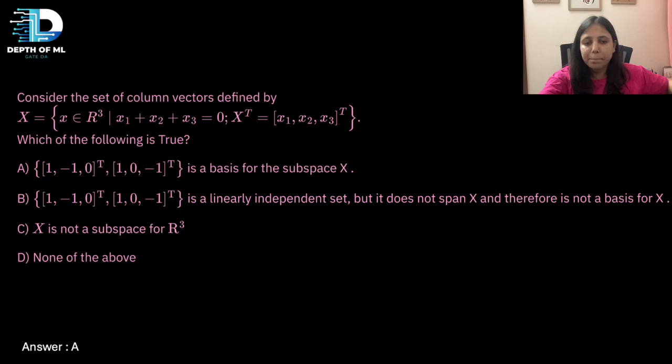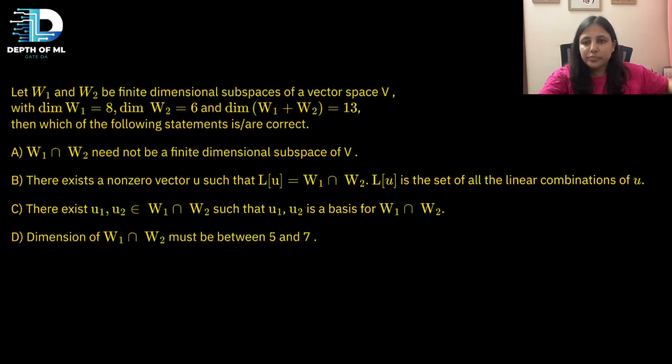Okay, fine. Now let's see the last question in this particular video. So we have two finite dimensional subspaces of vector space V, which are W1 and W2. The dimension of W1 and the dimension of W2 are given, which are 8 and 6 respectively. The dimension of W1 plus W2 is given as 13. Then which of the following statements is or are correct?